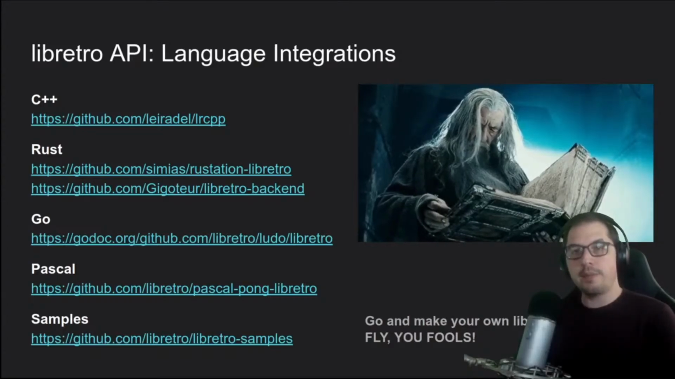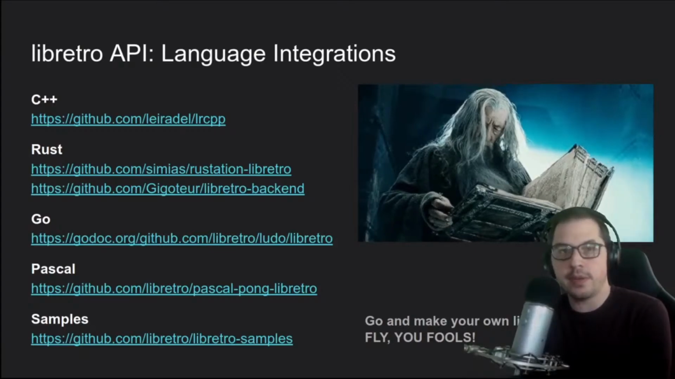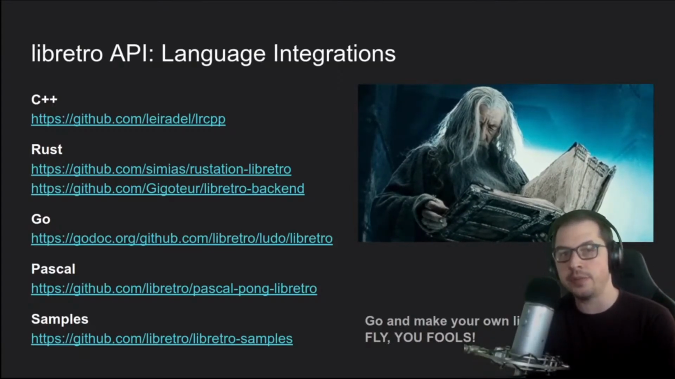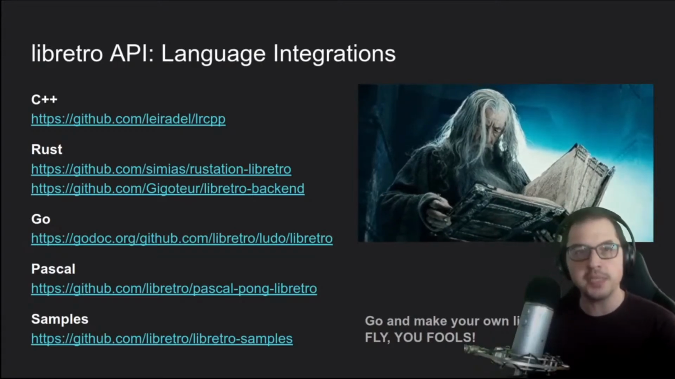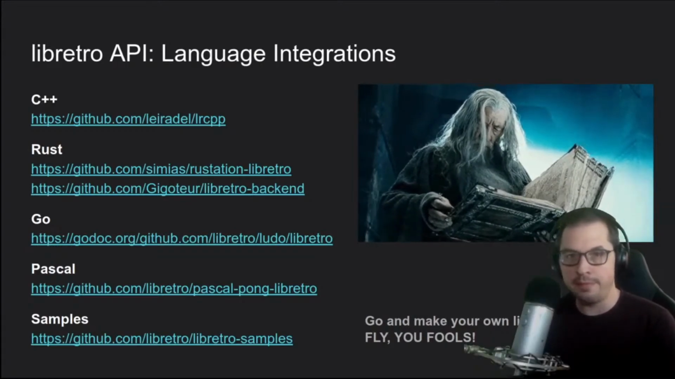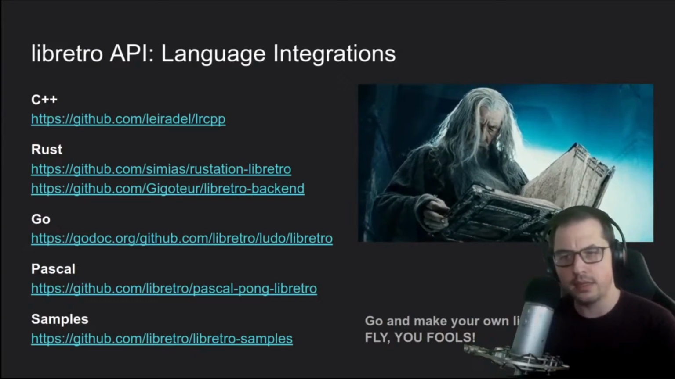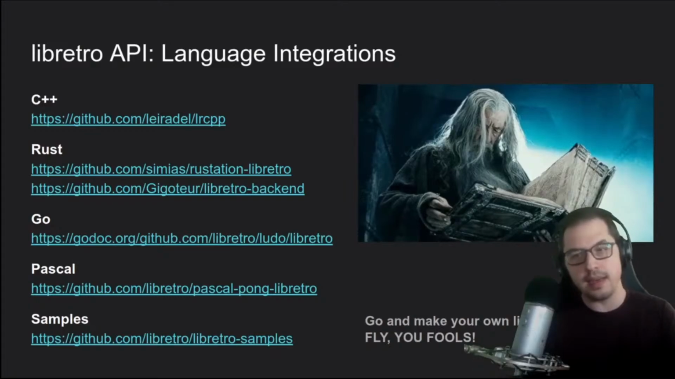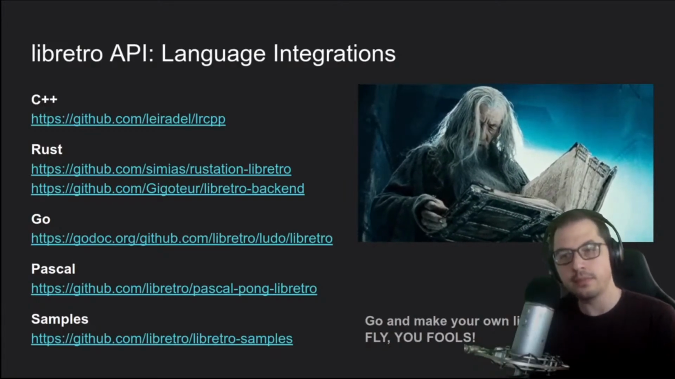And the Libretro API has many different implementations, integrations with different languages and platforms. There's C++, there's Rust, there's Go. People have made a Pascal game. Pascal? Is that how you say it? Pascal. Yeah. Pong implemented in Pascal.